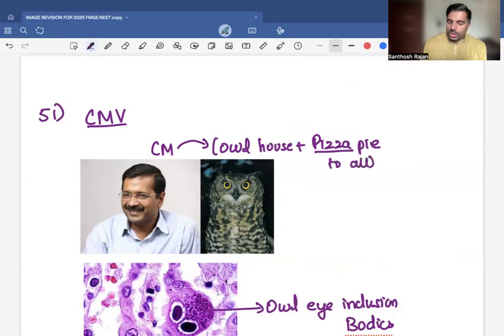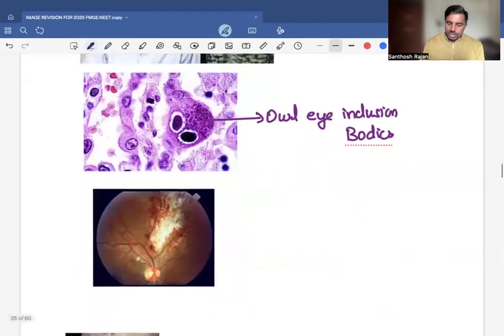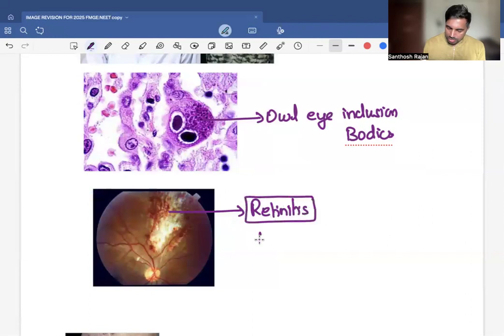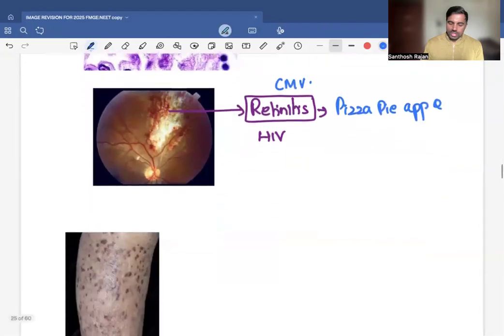So what is the typical owl eye inclusion body? When you see owl eye inclusion bodies, automatically you will think of cytomegalovirus. So one is the owl inclusion body, cytomegalovirus, and the other one is in the eye retina: CMV is the most common cause of chorioretinitis or retinitis in HIV patients. The appearance is called pizza pie appearance. In ophthalmology they'll give you different terms and names, but for this we remember this much only. This is cytomegalovirus again. Very easy and simple.